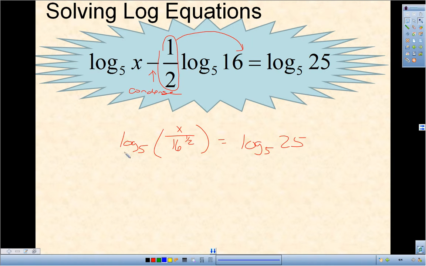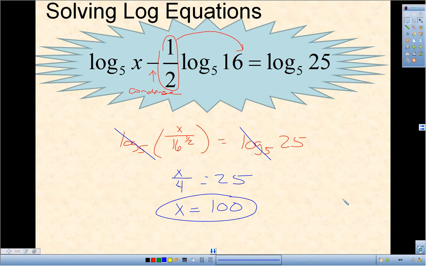Now that I have one singular log on the left-hand side and the right-hand side, they cancel each other out. And remember, guys, 1/2 power means the square root. So 16 to the 1/2 means the square root of 16, which is 4. So I've got x over 4 equals 25, and then to solve this for x, I just multiply by 4, and that would give me 100 as my answer. So see, not that bad, not that difficult. Alright, let's look at another problem.